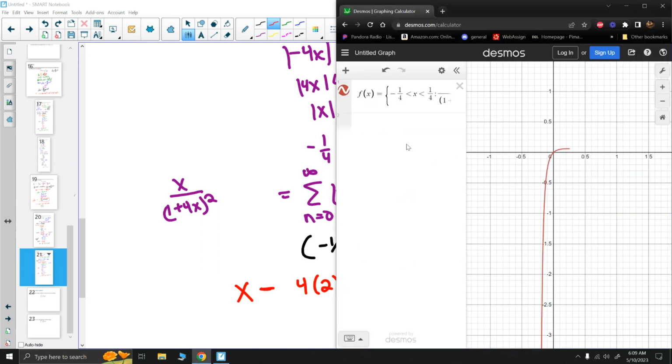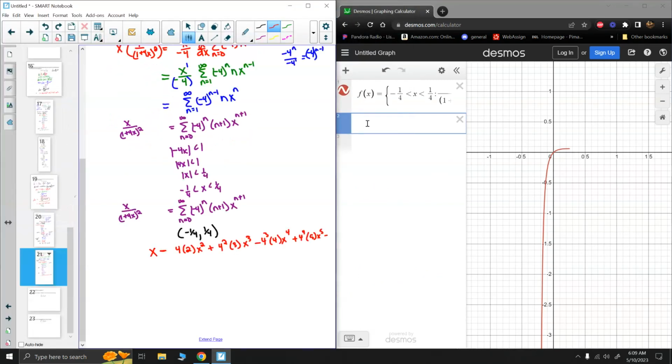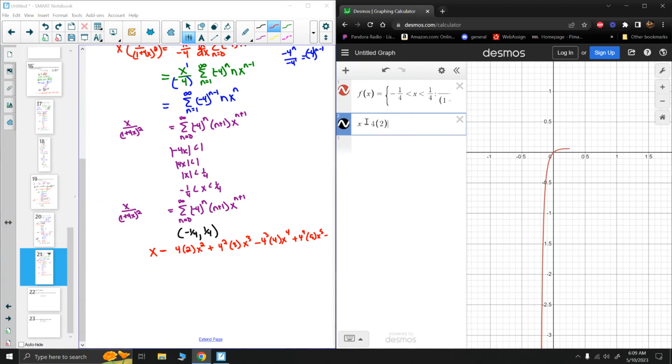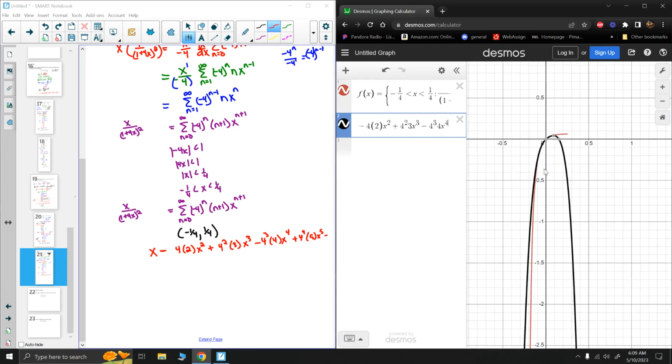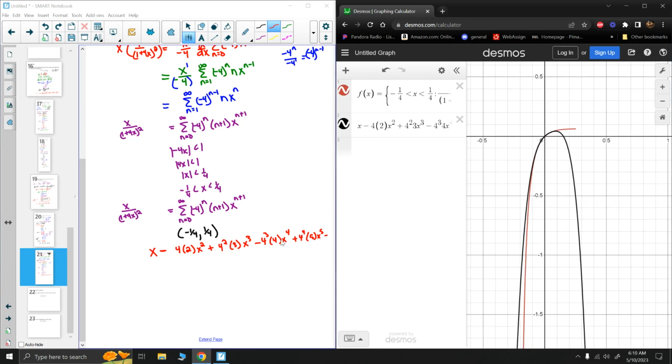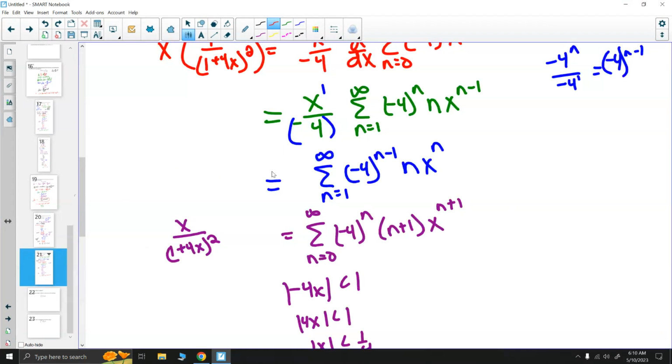So let's take a look at it. We have x minus 4 times 2 times x squared. That's already looking okay. 4 squared times 3 times x cubed, minus our 4 cubed times 4 times x to the fourth, and so on and so forth. I think we can agree that that's looking pretty good. Okay, so that's a good check.